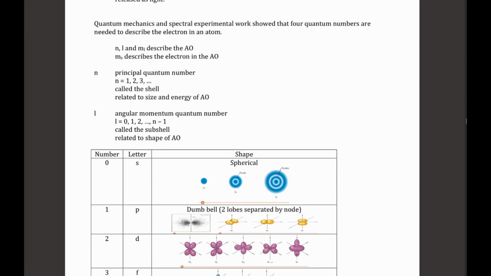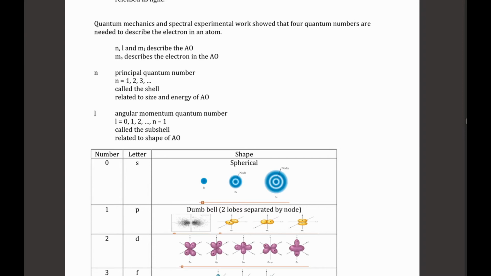Now looking at these quantum numbers, N is called the principal quantum number, and it can take on values 1, 2, 3, on up to infinity. It's not the N from the Bohr model, but we can kind of visualize it in a similar way. It's called the shell. So N is describing the shell. It's related to the size and the energy of the atomic orbital.